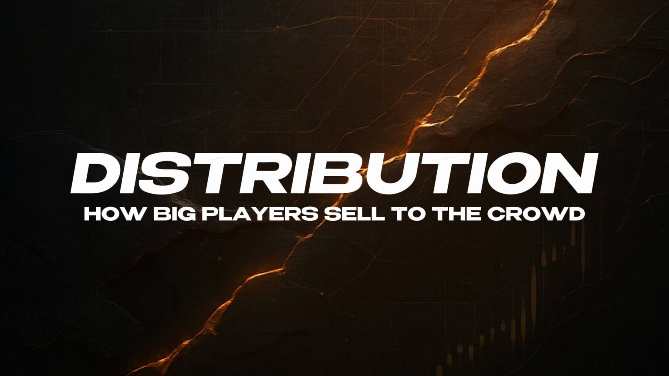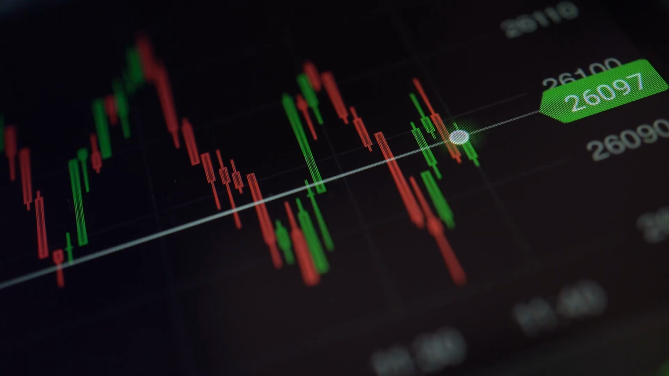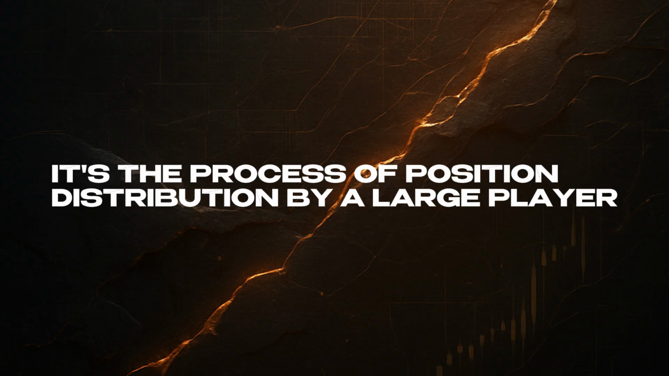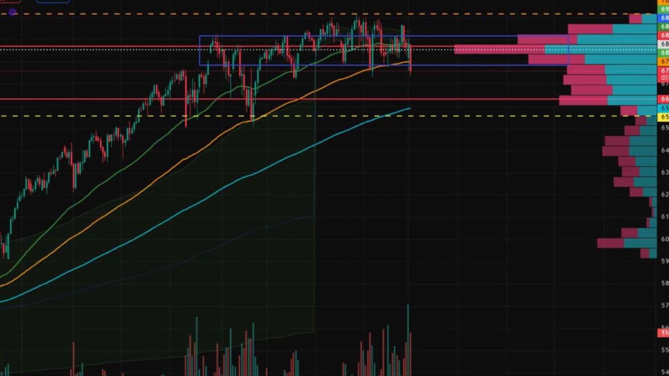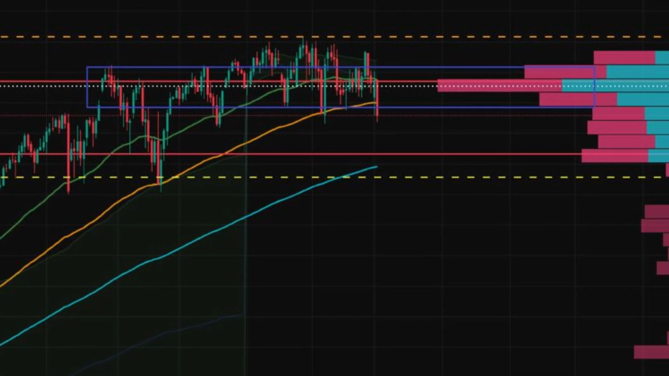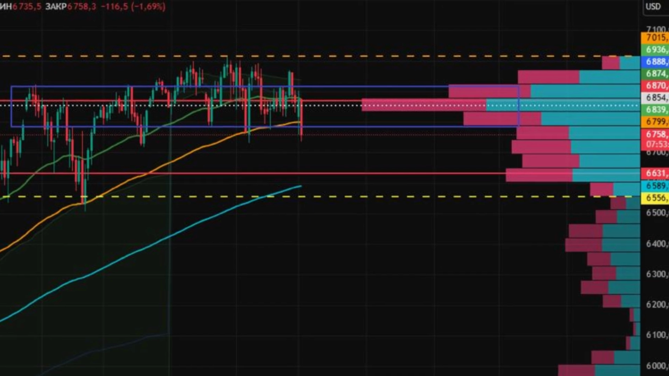Distribution, how big players sell to the crowd. Important term, distribution. It's the process of position distribution by a large player. In simple terms, a large participant gradually gives out accumulated volume to the crowd. Price may look stable, but inside there's a control shift happening. This is why the market often reverses not on the first touch of a level, but after volume accumulation inside the zone.